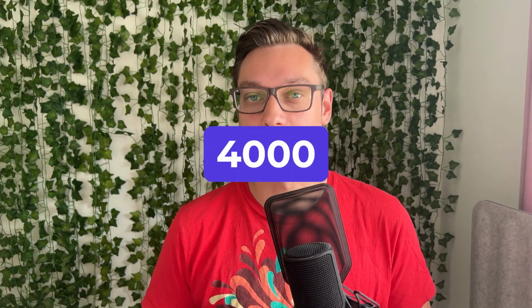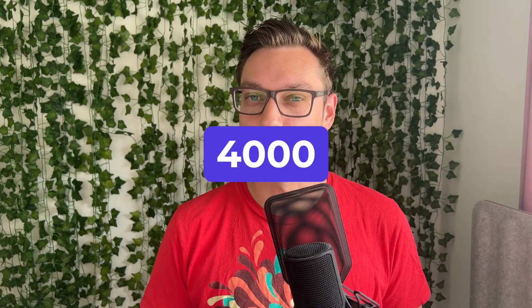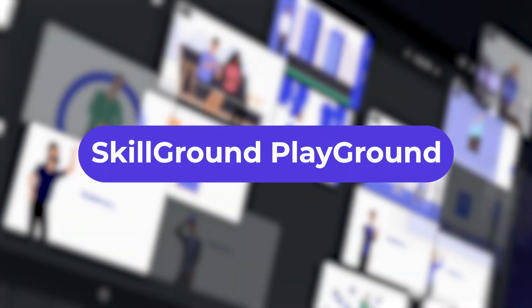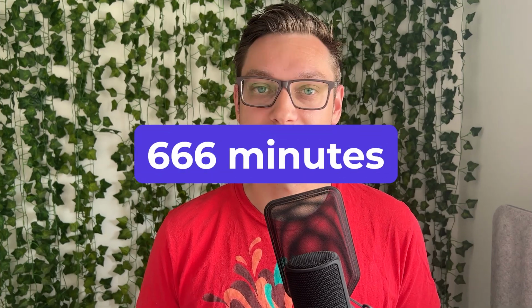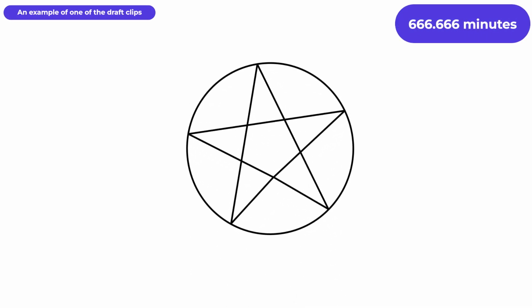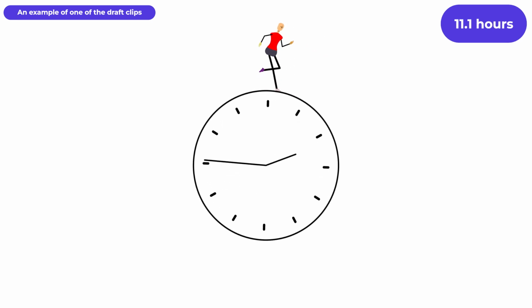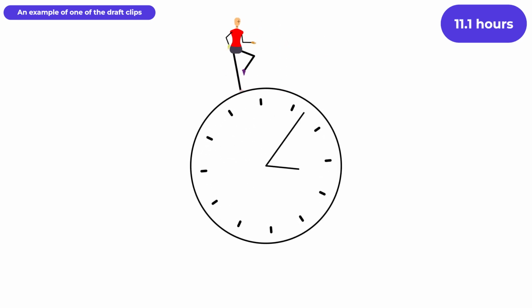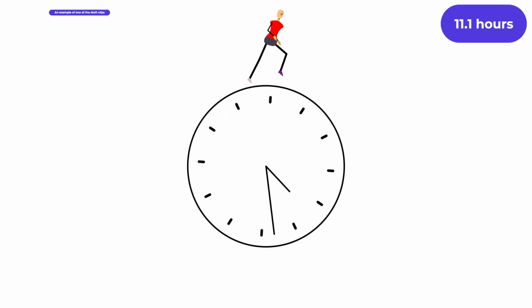The draft library has hit 4,000 animations. Let's have a look at what that means. 4,000 animations, each 10 seconds long, which means that we got 666 minutes. Oh, scary number. We got 666.666 minutes of animated content, or 11.1 hours of animated content available in the draft library. So what is the draft library?